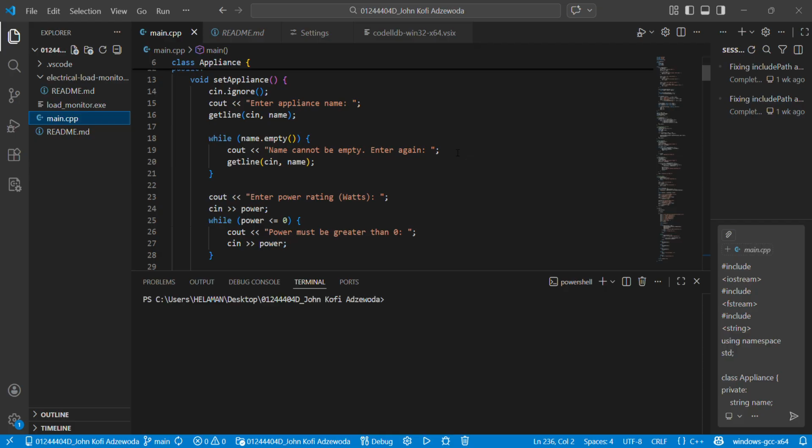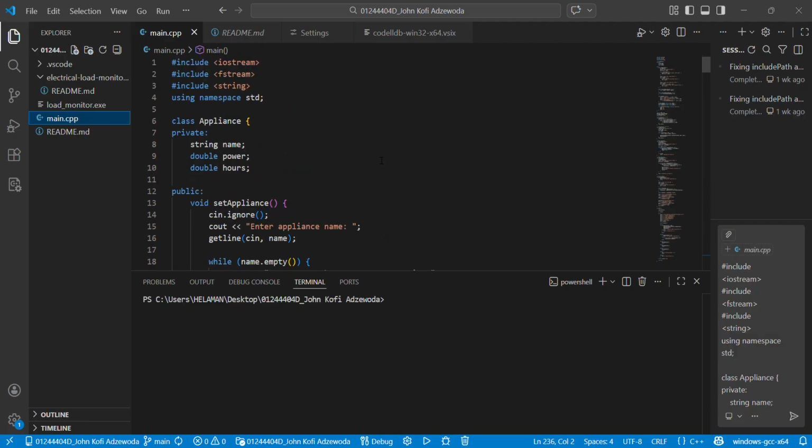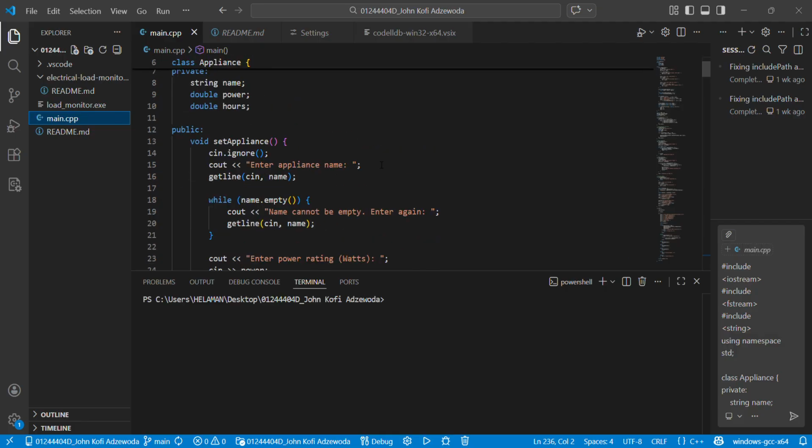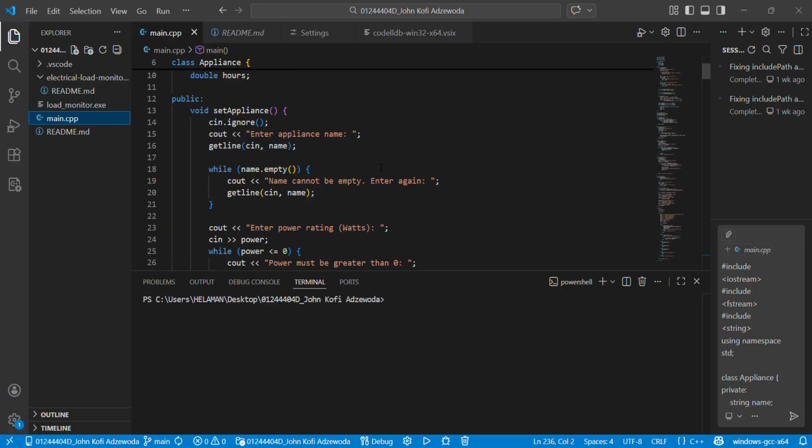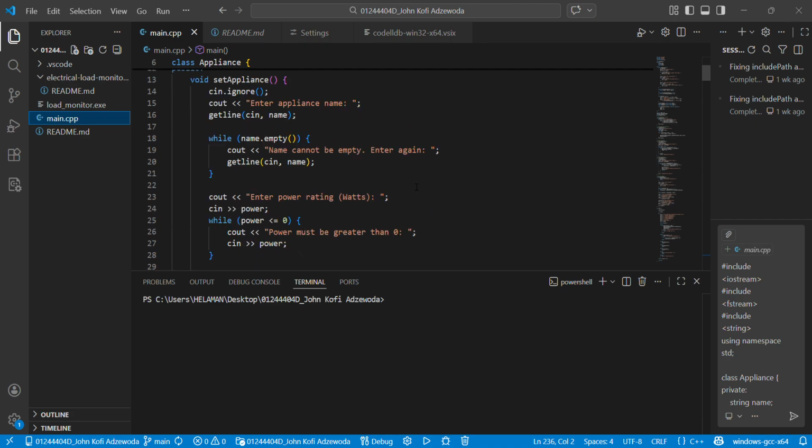The objectives of this project are to register electrical appliances, to calculate daily and monthly energy consumption, to generate a billing summary based on electricity tariff, and to store appliance data using file handling. The system was developed using C++, of course, and the key programming concepts used are classes and objects, file handling, arrays, functions, input, and validations.